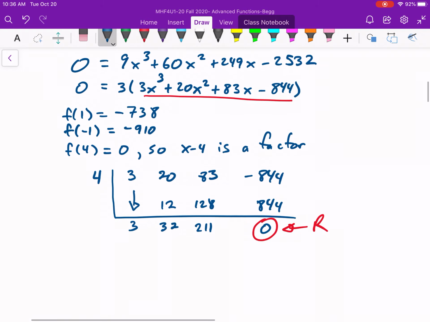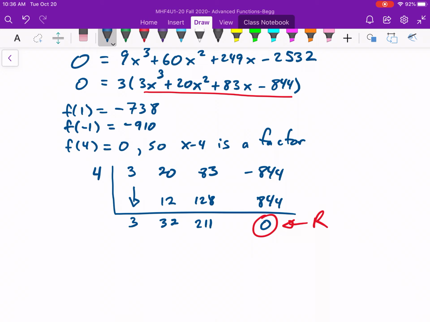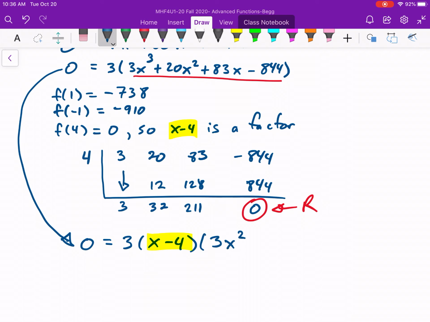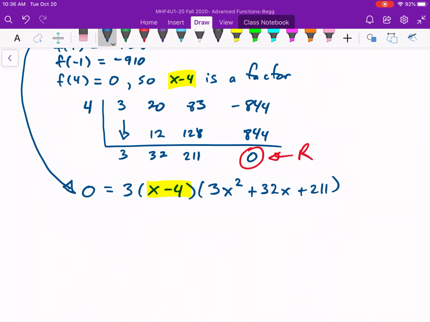So I now know that if I was to think of that as my rough work, and if I wanted to go to my next stage from this line, I'd know that 0 equals 3 times x minus 4, which was this factor here, times 3x squared plus 32x plus 211. And of course, now I need to try and factor that, if possible.